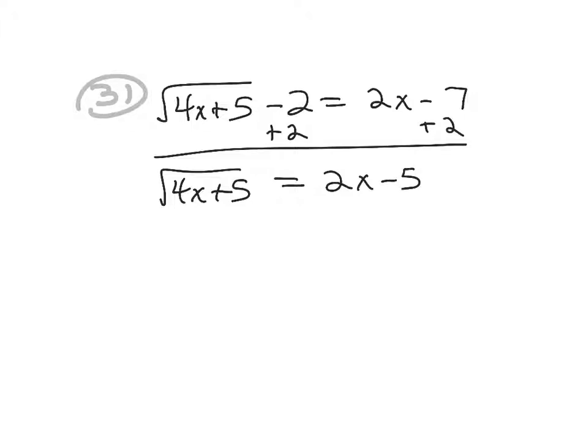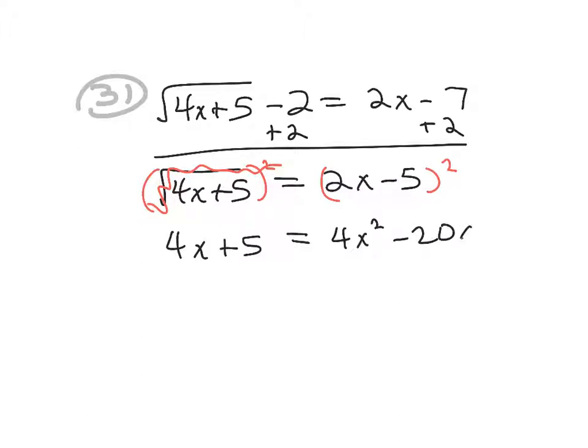2x minus 5. I now need to square both sides to get rid of the radical. Again, I need to FOIL that binomial. It is a binomial squared. It gives me 4x squared minus 20x plus 25.